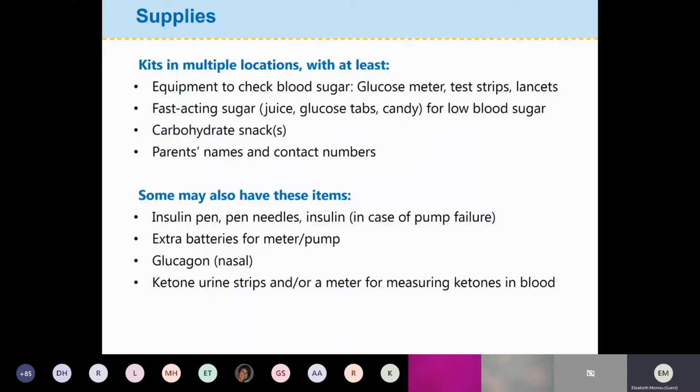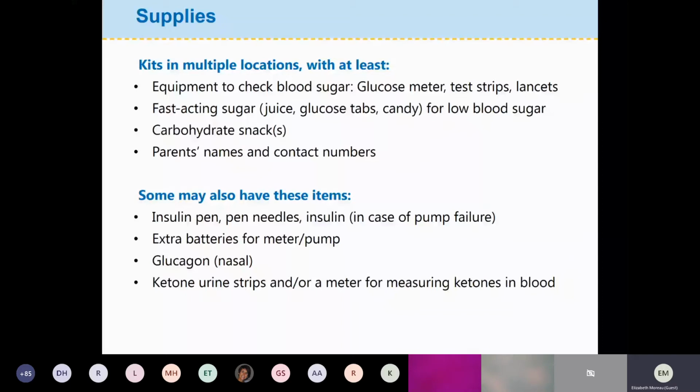What's in them? It really varies, depending on a lot of things, depending on how long your child is at school. Are they there for before and after school programs, or just for the day? How far away are you from home? How quickly can you get to school? That type of thing. But at minimum, you want your kit to include equipment to check blood sugar. Even if your child has a CGM, make sure there's a meter in there, test strips, lancets, and fast-acting sugar to treat low blood sugar. So that's the minimum you want in there.